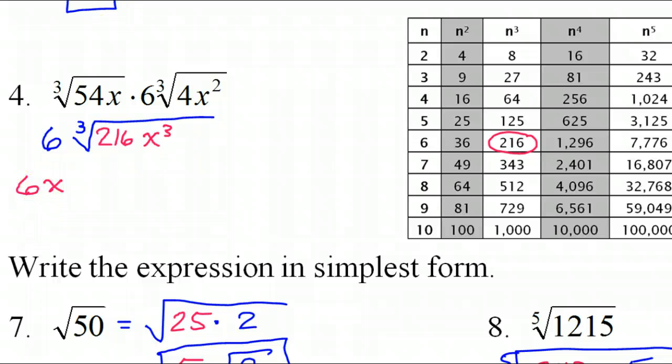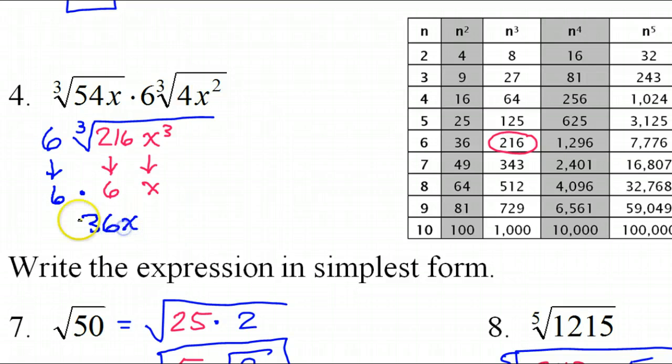In fact, I guess there's no need for me to put it in the front. Okay, this 216 became 6. This x to the third power became x. No more radical. But this 6 is still there, so I'm going to bring that down still. And this is going to wind up multiplying together. So the final answer will be 36x. So that's it for number 4.